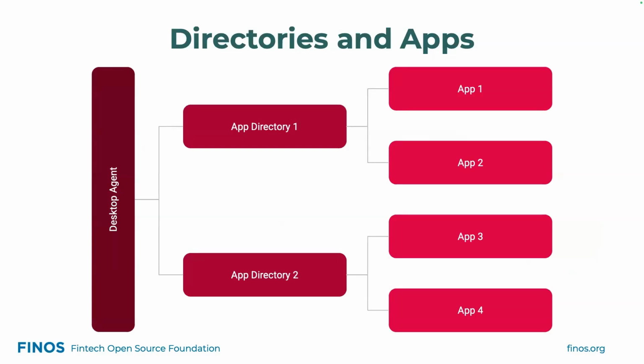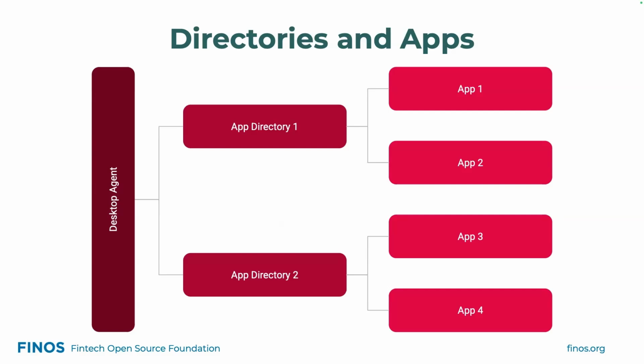Another concept in FDC3 that's really important is the idea of directories. So we've talked about desktop agents, but there's also the concept of app directories. So you can load in different directories of applications into your desktop agents. And in this little diagram, I've basically got one desktop agent loading in two sets of apps in different app directories. So app 1 and app 2 are in app directory 1, and app 3 and app 4 are in app directory 2. And both of these can get loaded into the desktop agents.